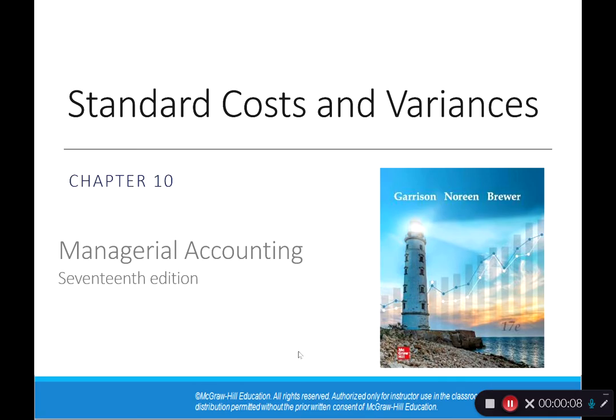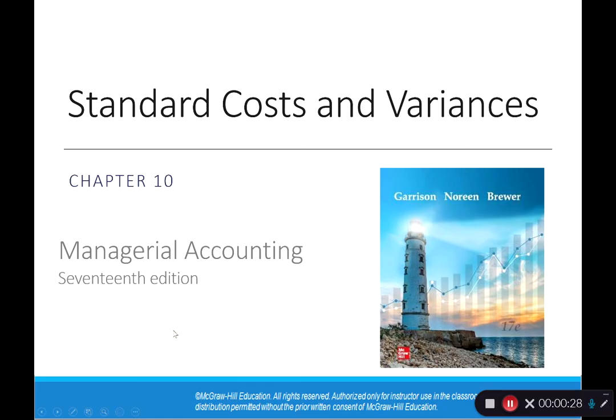We're going to take the variance discussion that we had in Chapter 9 up a notch and basically break down our flexible budget variance into its two components, which relate to a price component and a quantity component. So that's really what this chapter is all about.